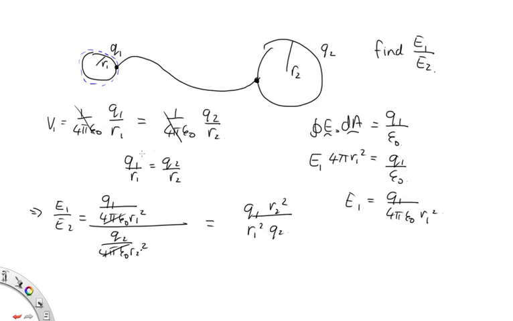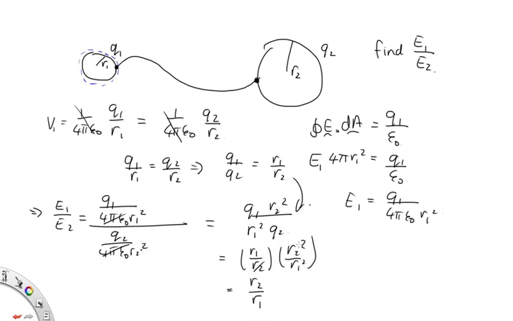And now what we can do is rearrange this a bit. We can write this as Q1 on Q2 is equal to R1 on R2. So now let's substitute that in here. Replace this Q1 on Q2 with R1 on R2 times R2 squared over R1 squared. And that tells us that this is equal to R2 over R1, as one of those cancels with that, and that cancels with that. Or we could write this as Q2 on Q1 if we want. Either is an acceptable way of answering this question.